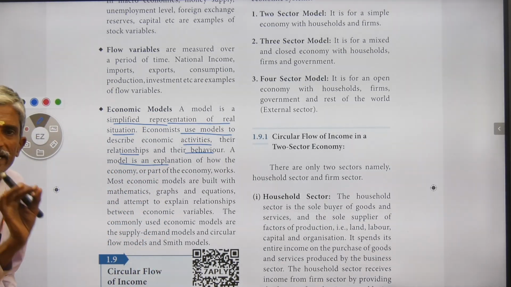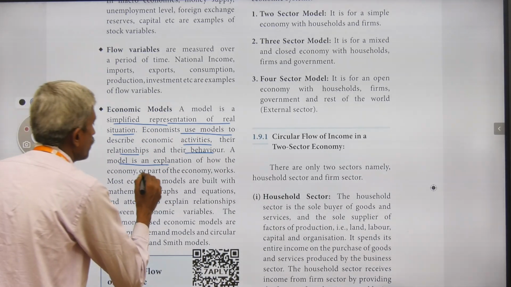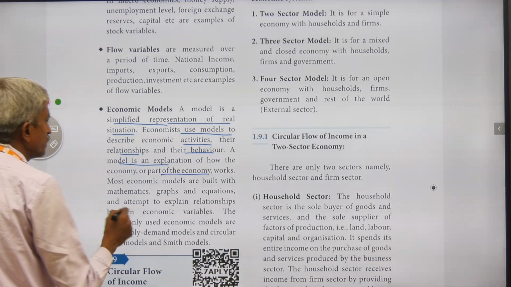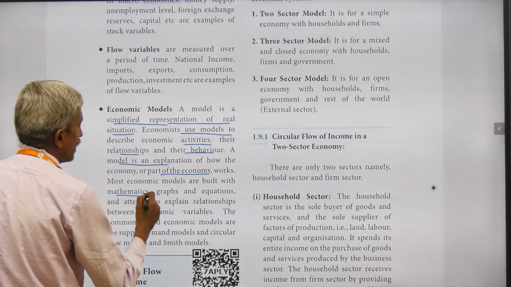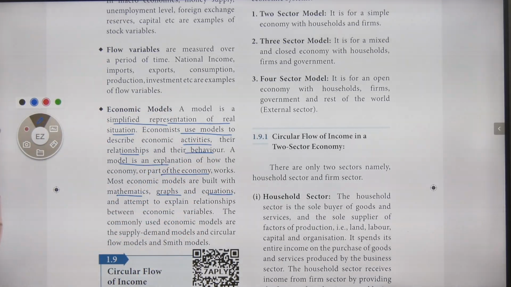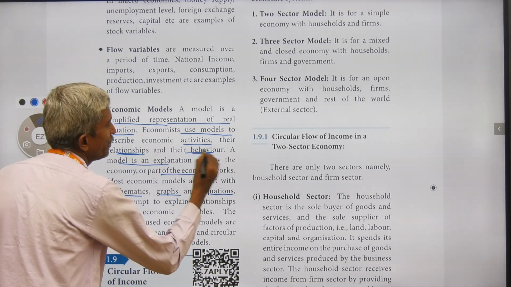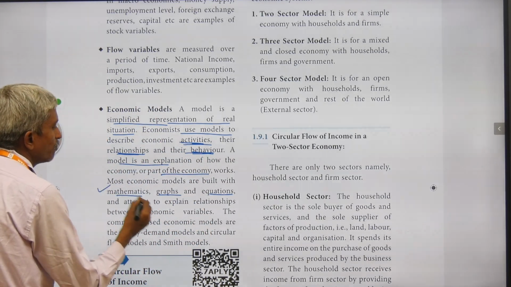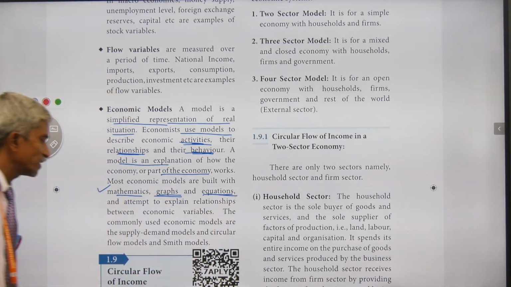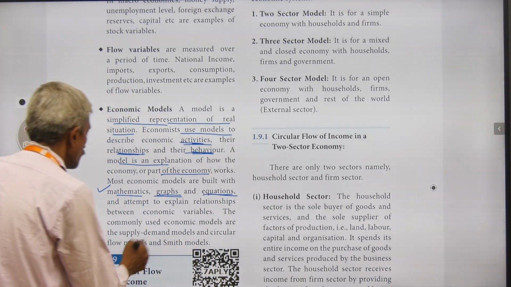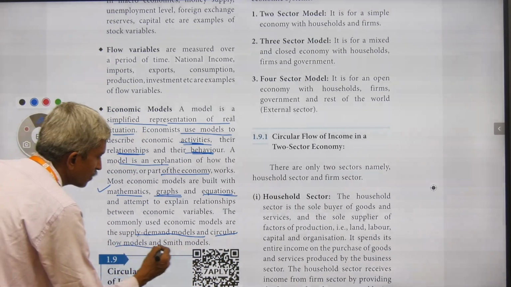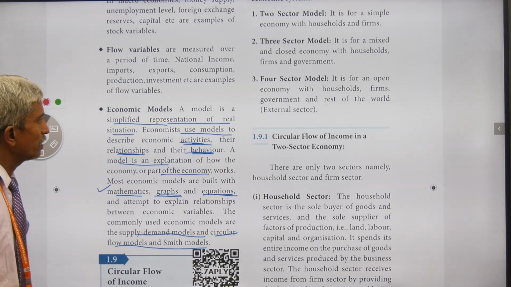A model is a good explanation of the economy or part of the economy, how it works. They use some techniques: mathematics, graphs and equations. Previously they spoke about relationship, behavior, activity, so we use multiple tactics here: mathematics, graphs and equations. It is based on the supply demand model, circular flow model and Smith model.